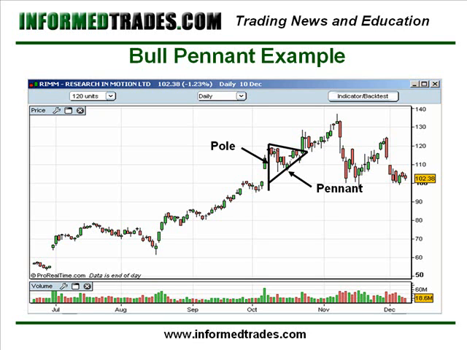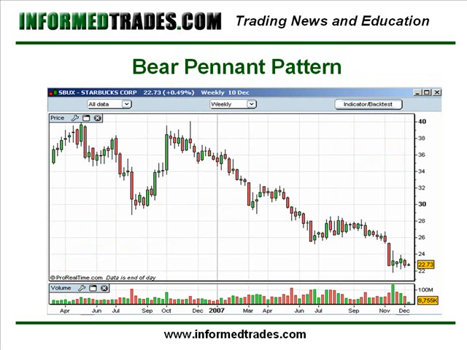And again here, just as with the flag, the pennant can point directly to the side or slightly downward, and both would be considered valid moves. Because this is an uptrend, it's considered a bull pennant. Okay, so here we have a bear example, and again, just flipped upside down. A chart of Starbucks. You can see the consolidation narrowing there after the big move downward, representing the flagpole, and then you see the breakout below.